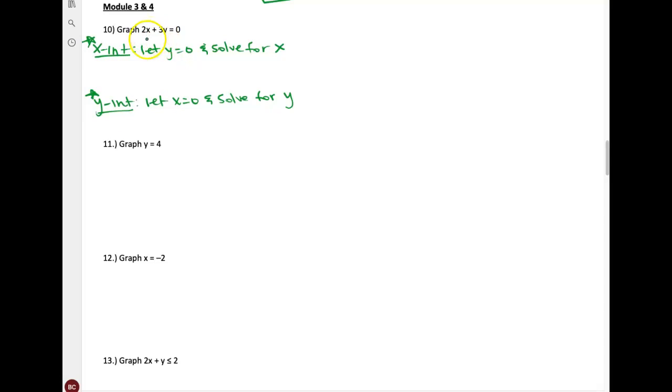Okay. So if I do that on this one, I need to put 0 in place of my Y, so that means I'll have 2x plus 3 times 0 equals 0. Well, that's just 0, so I have 2x equals 0. And if I divide by 2, 0 divided by anything is still 0. So I get x equals 0. So that means my x-intercept is 0, 0, because 0 is what I came up with for my x, and 0 is what I put in for my y.